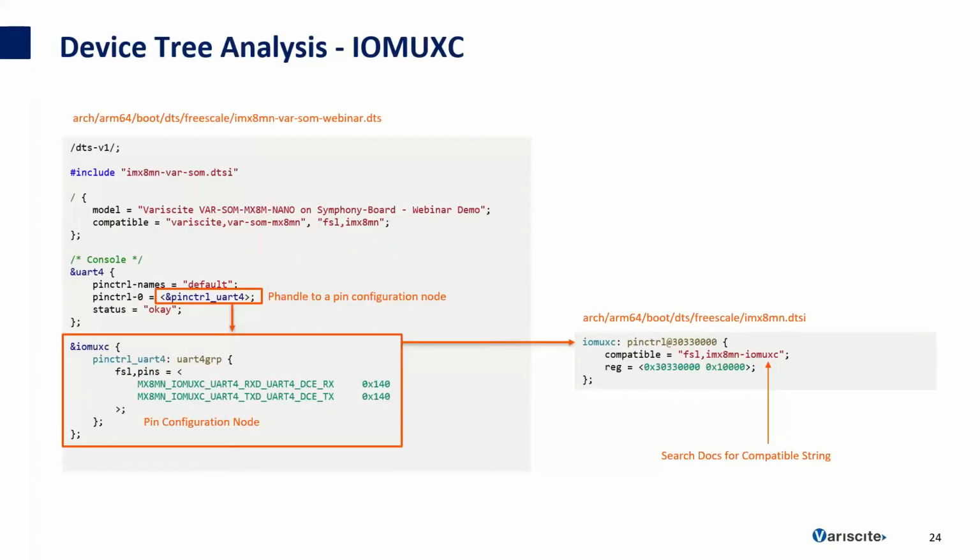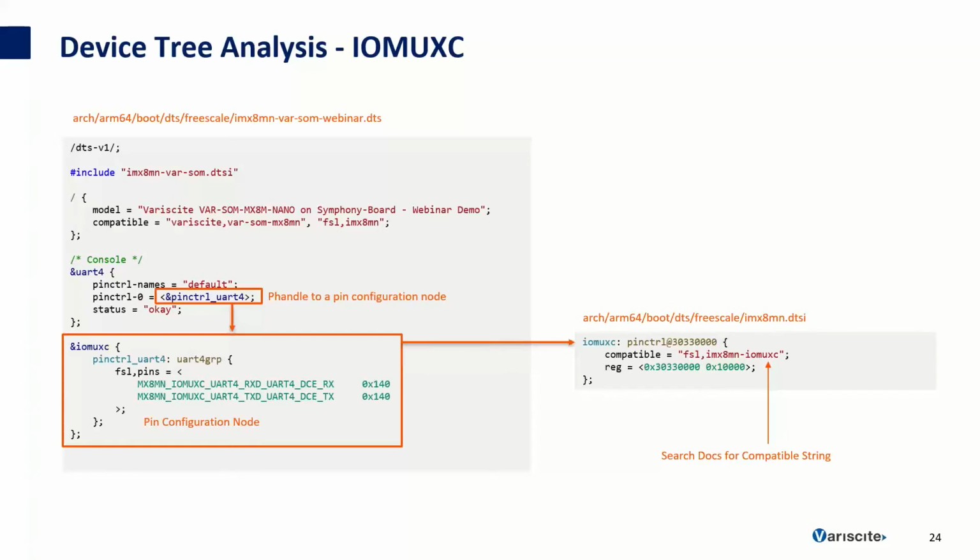Okay, so as the pin control documentation says, pin control 0 needs to point to a pin configuration node within a pin controller. This node has a list of configurations for one or more pins. In the example here, it configures the RX and TX pins for UART4.